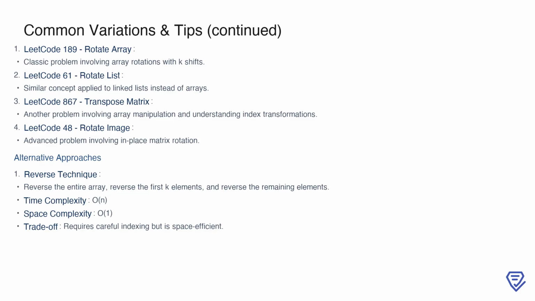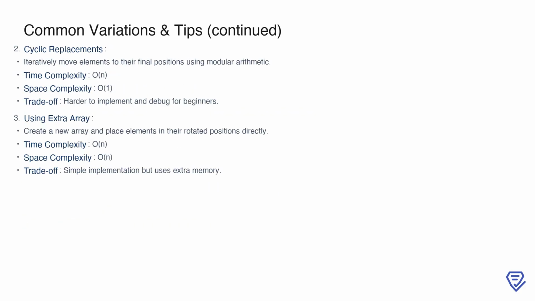When exploring alternative approaches, the reverse technique is particularly noteworthy. By reversing the entire array, then reversing the first k elements and the remaining elements, you can achieve the desired rotation with O(n) time and O(1) space. However, this approach requires careful attention to indexing, which can be error-prone but is highly efficient in terms of space usage. Finally, let's look at two more alternative approaches.